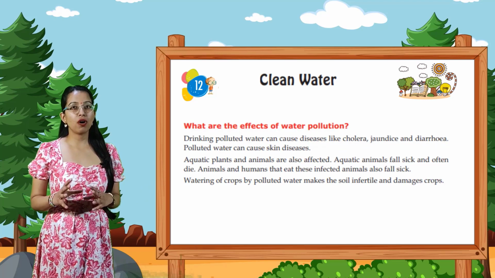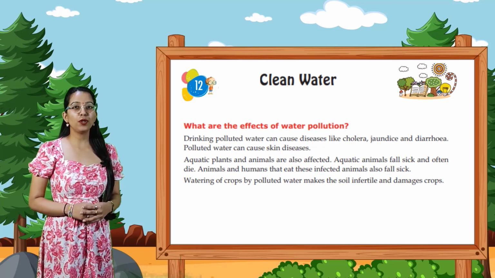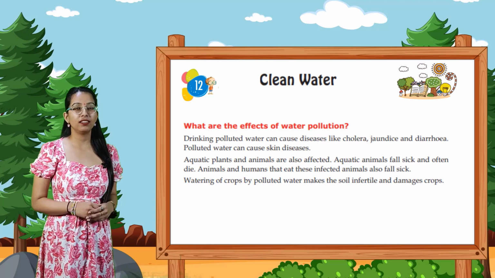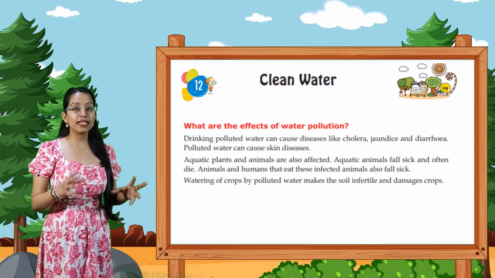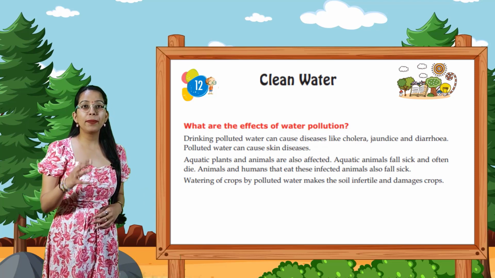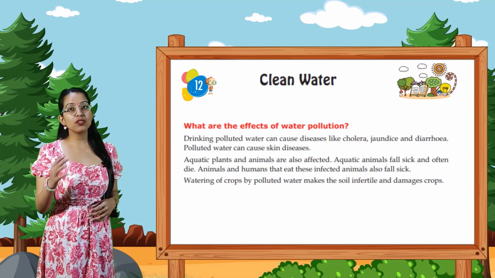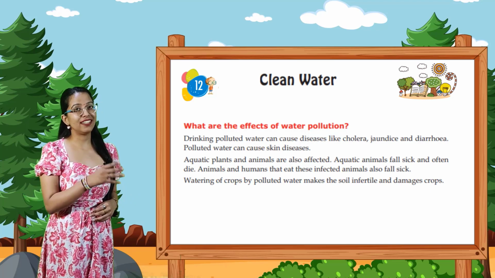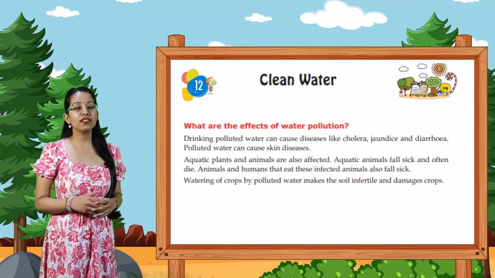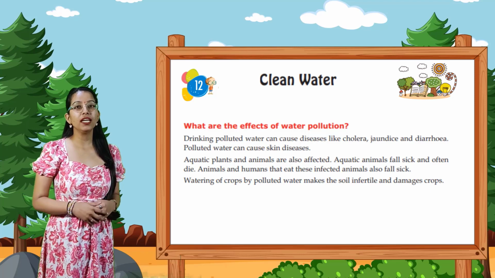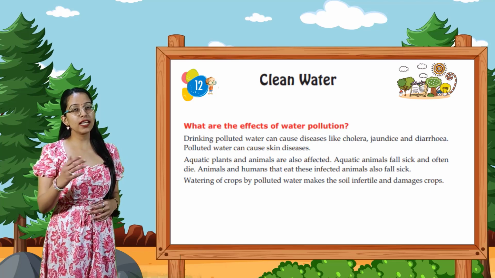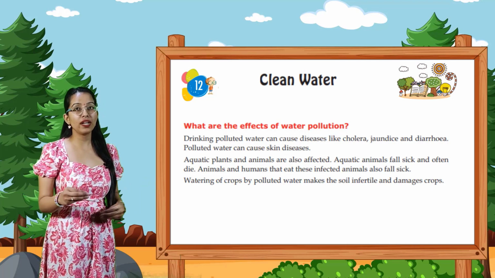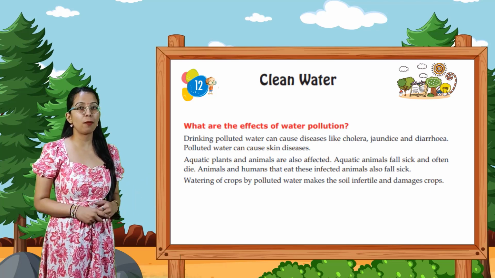What are the effects of water pollution? Drinking polluted water can cause diseases like cholera, jaundice, and diarrhea. Polluted water can cause skin diseases. Aquatic plants and animals are also affected. Aquatic animals fall sick and often die. Animals and humans that eat these infected animals also fall sick. Watering of crops by polluted water makes the soil infertile and damages crops.